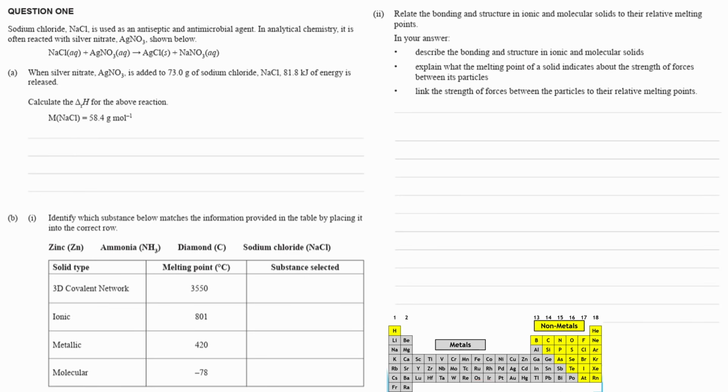Hi, it's Mr. T here, and today I'm going to go over Achievement Standard 91164. This is demonstrate understanding of bonding structure properties and energy changes.